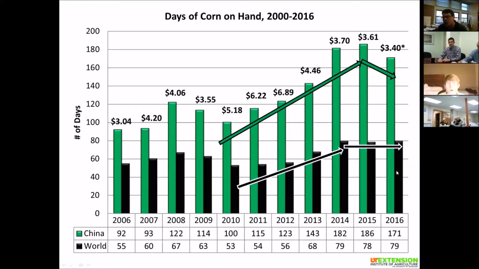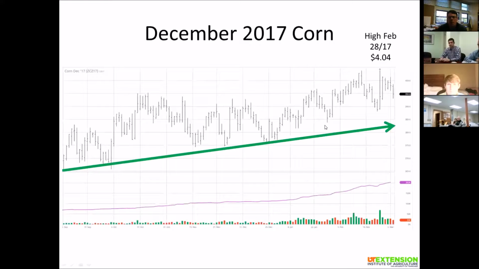That's not going to cause a big price appreciation, but hopefully it will make it so that prices aren't going to be substantially lower than what they've been the last 2 years. So again, there's some positives on the use to stocks ratios. We're still not at the point where we're going to see a substantial price movement unless we have some type of weather disturbance. You look at December 2017 corn.